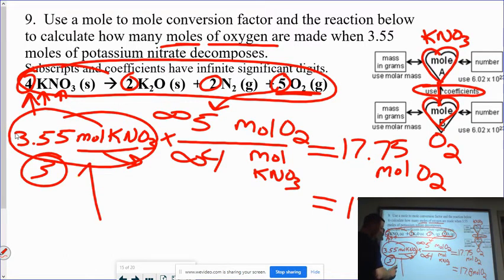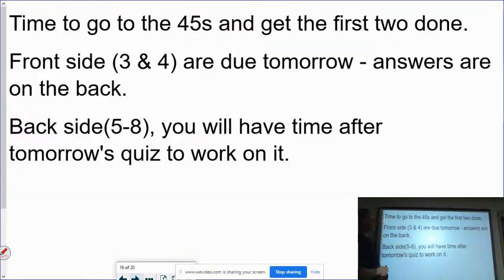You're starting with one substance and you're finding out how much of another substance you could make or how much of another substance you would need. So let's go to the 45s, and we're going to do the first 2 problems together. The back side of the 45s, that will be the homework for the next day.